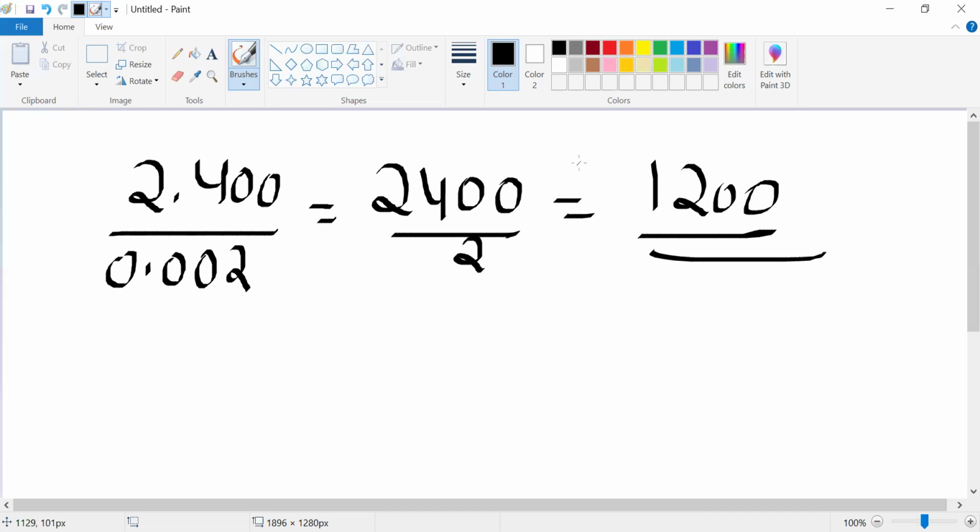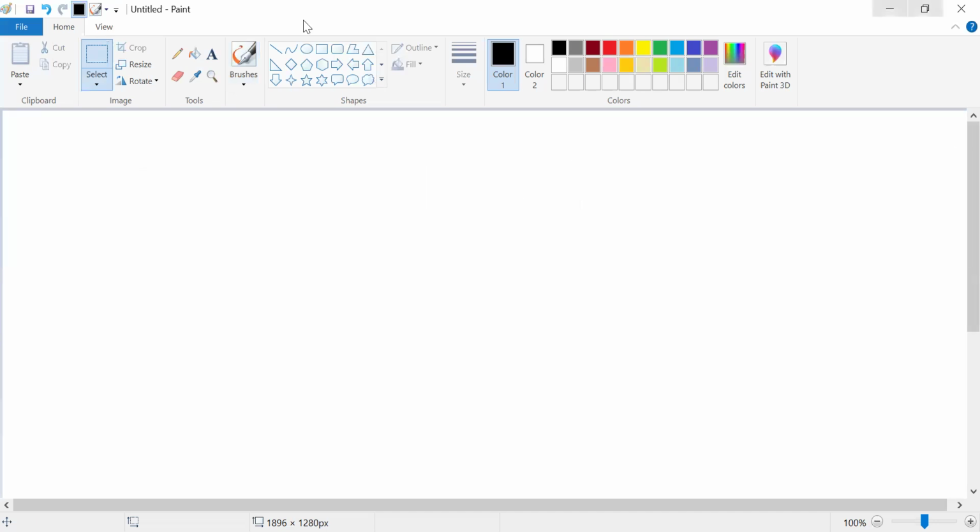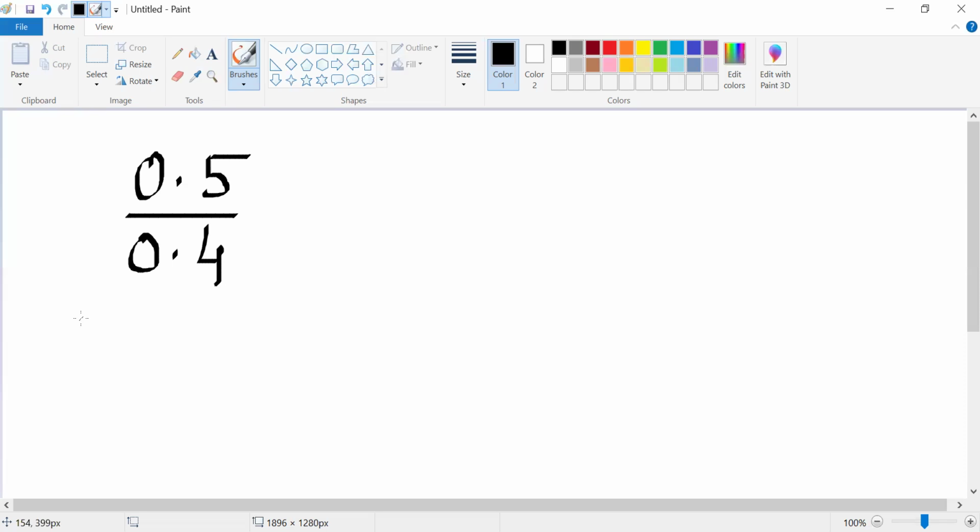What will happen if it is not divisible by 2, or the divisor does not divide fully? For example, 0.5 divided by 0.4. They are like decimals now. I can write it as 5/4. Then what to do? How will you write it as a decimal? Divide, long division.